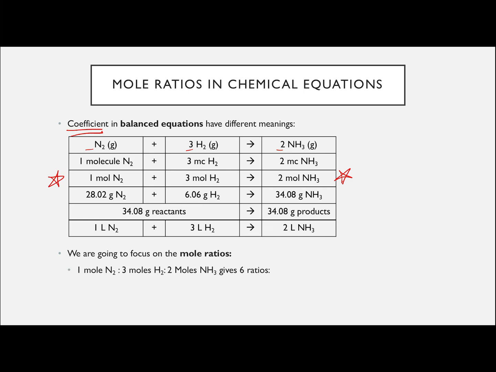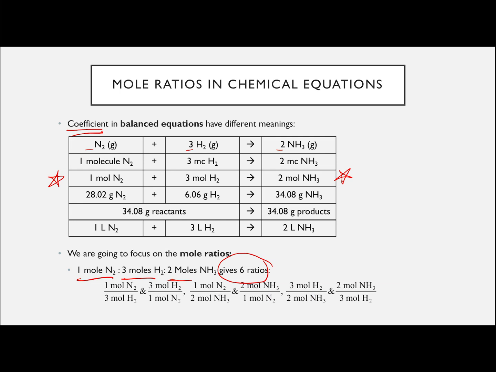And here we've got 1 to 3 to 2. And this gives us a total of 6 ratios. We can compare nitrogen and hydrogen. We can compare nitrogen and ammonia. And we can compare hydrogen and ammonia. Again, I wrote it both ways because you can see that 1 to 3 is the same as 3 to 1 in this case. You can flip-flop it depending on how you need to line it up in an equation.